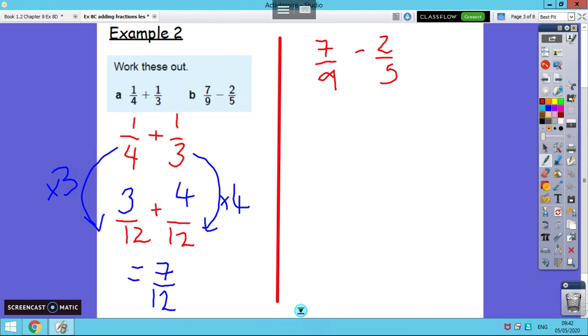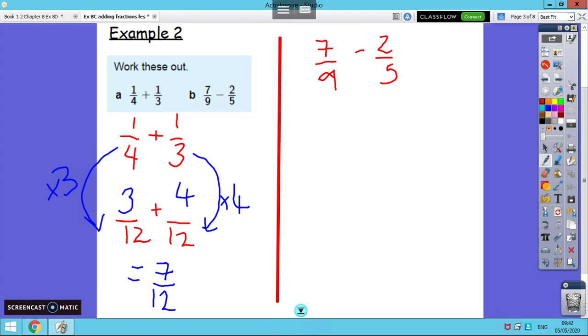Now lots of people think that, to find the lowest common multiple, you just have to multiply them together. But what if I asked you to do 2/5 add 7/10? Would it be the best thing to multiply 5 by 10? No, it wouldn't, because you only actually need to change one fraction there. You only need to change the 2/5.